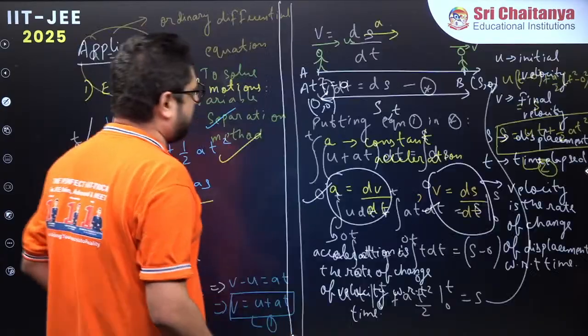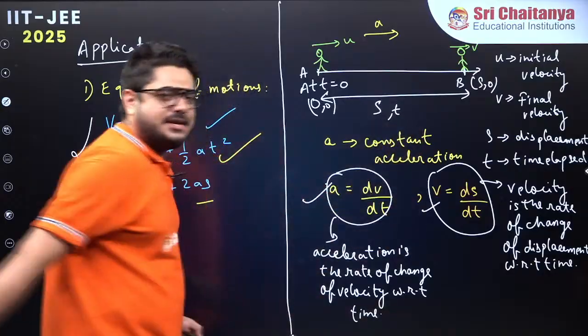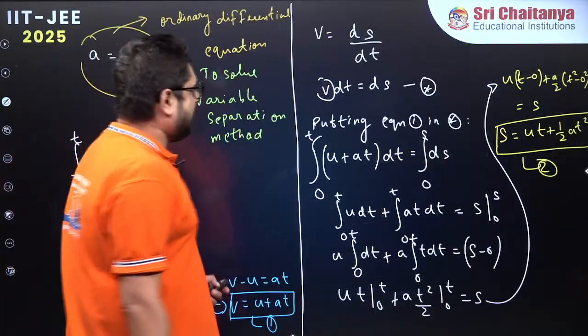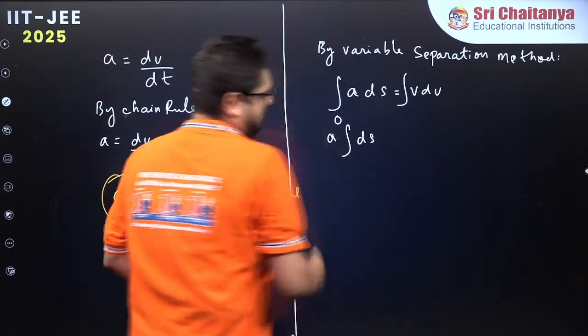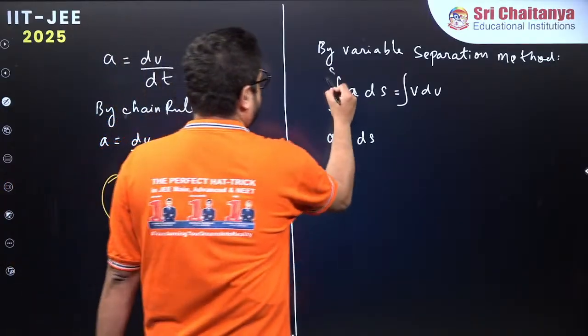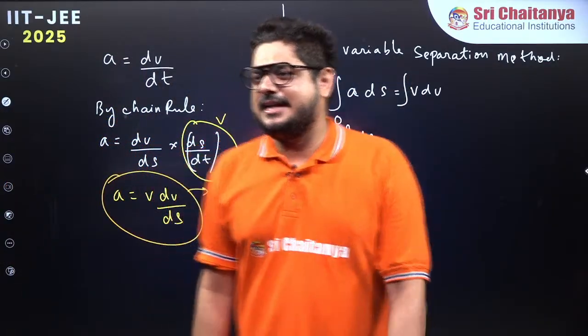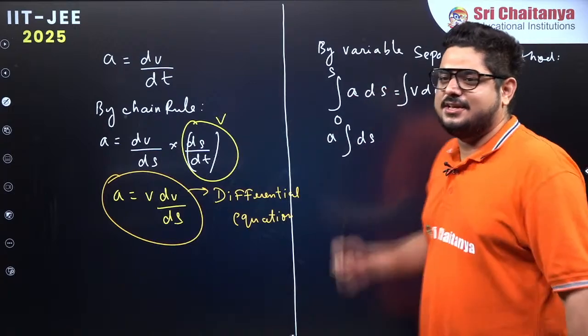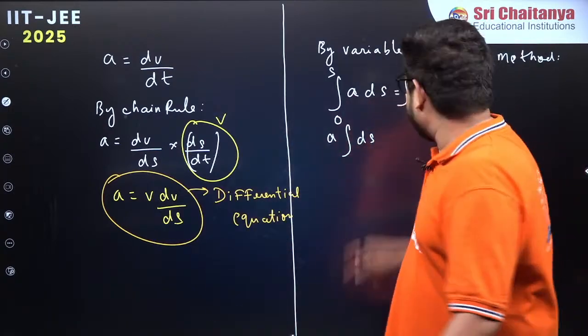A ds, once again, let's come back to the diagram. From 0 to s, isn't it? So the initial limit will be, the initial position will be 0, the final will be s. Now tell me the limits of the integral to the RHS. Can write it down over there. What should be the lower limit?